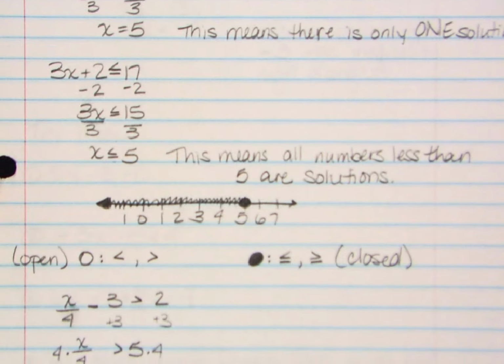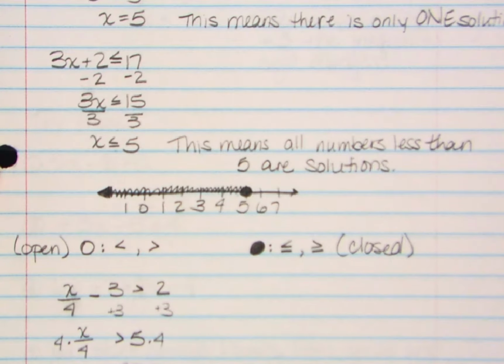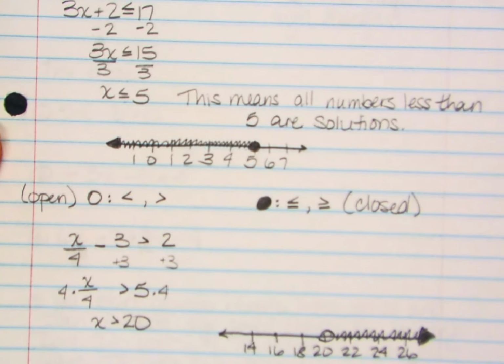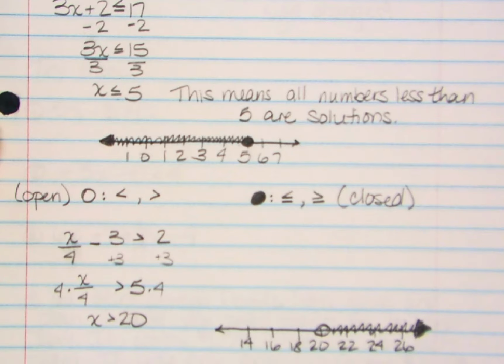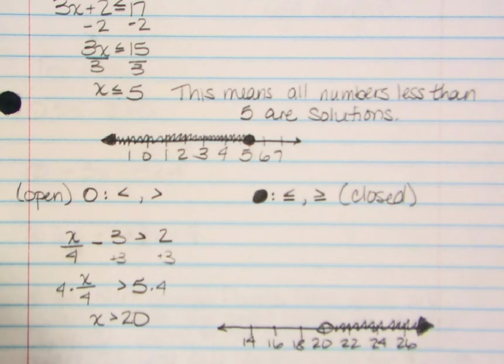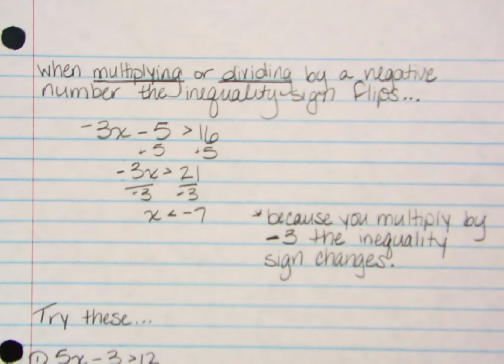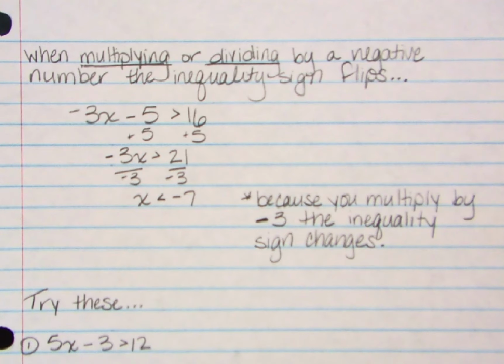Just a couple reminders. First of all, if the inequality is greater than or less than, you have an open circle. And if it's less than or equal to, greater than or equal to, it's closed. So there's really nothing too new in this lesson other than just adding a second step or a third step into our inequalities. And so you can see I have another example here, and it's the same as solving it with an equation.